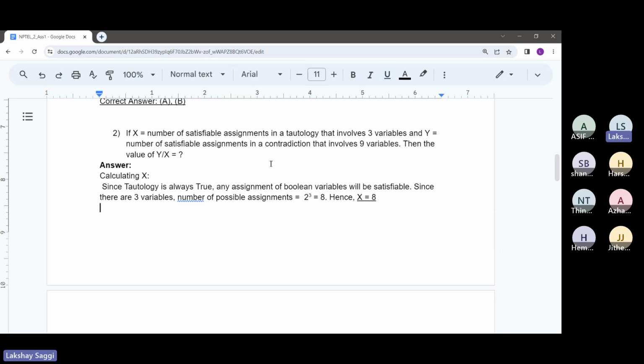Now let's calculate the value of y. So what is y? Y is the number of satisfiable assignments in a contradiction that involves 9 variables.